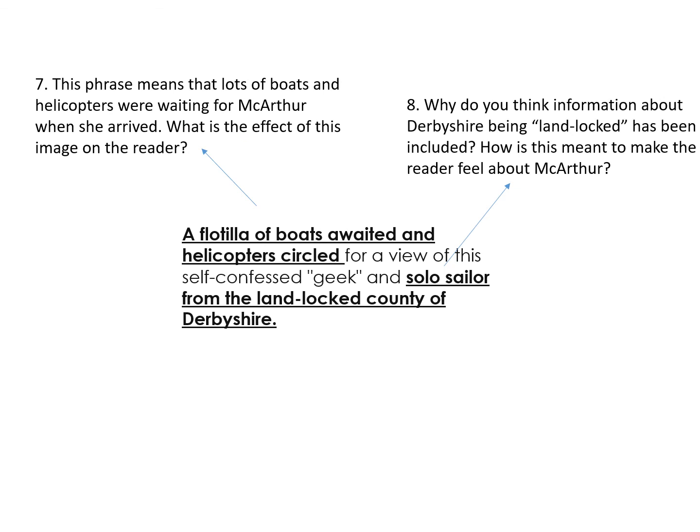Okay, a flotilla of boats awaited and helicopters circled for a view of this self-confessed geek and solo sailor from the landlocked county of Derbyshire. Now, a flotilla is basically like a little fleet, a lot of boats and helicopters. Think about this image of all these little boats waiting for MacArthur, the helicopters flying around. What effect does that create for the reader? What's the effect of that image?